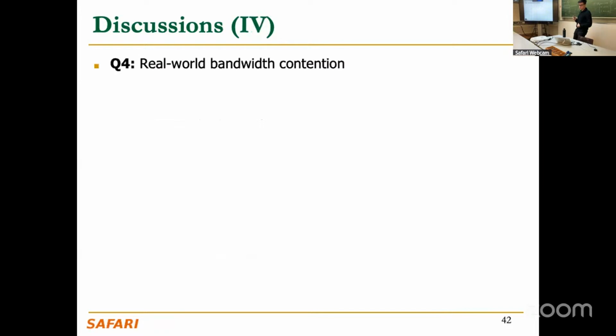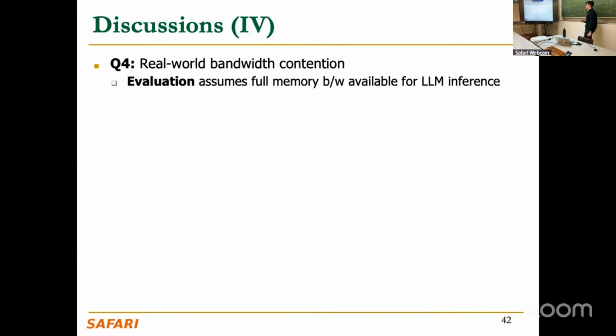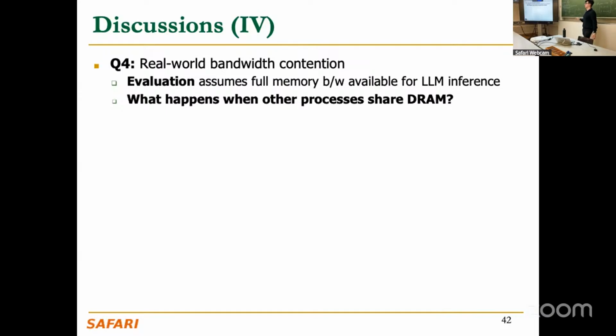And my last discussion point would be about real-world bandwidth contention. Remember the first weakness I showed in the paper about the evaluation. I said that the evaluation assumes full memory bandwidth availability on LLM inference, and I said that's too strong of an assumption. So let's think together what can happen when other processes share DRAM. I think this is a straightforward question to answer. Again, it's complementary to the interference question.